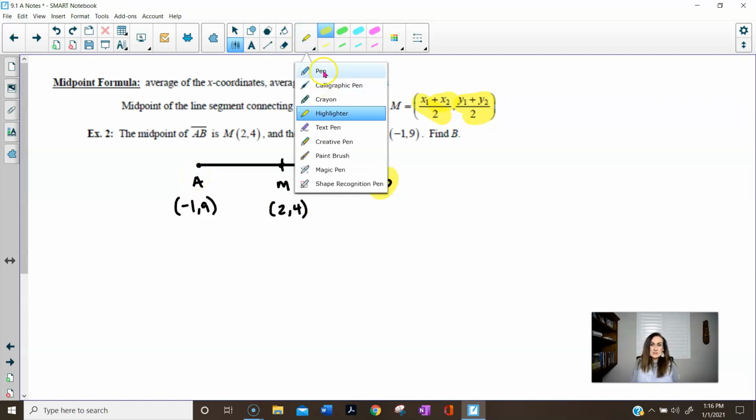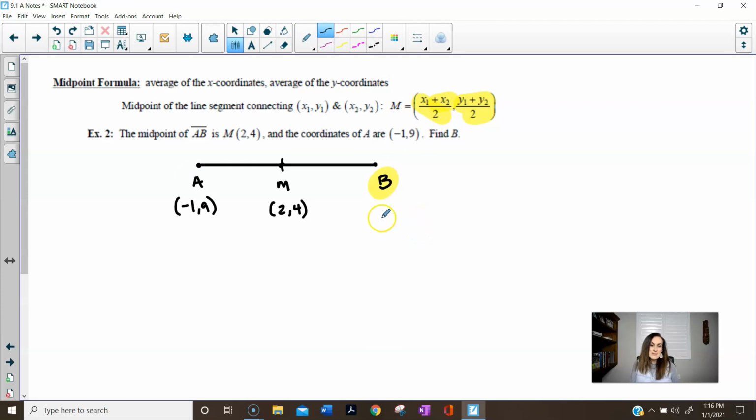So looking at this, we will use this midpoint formula. I could call B (x sub 1, y sub 1), and I could call A (x sub 2, y sub 2). So I could add my x coordinates together. Here's x sub 1 plus -1, so subtract 1, and that's going to be divided by 2. I know that equals the midpoint, and the midpoint x is 2, so this would equal 2. I'm going to simplify that in a minute to solve for x sub 1.